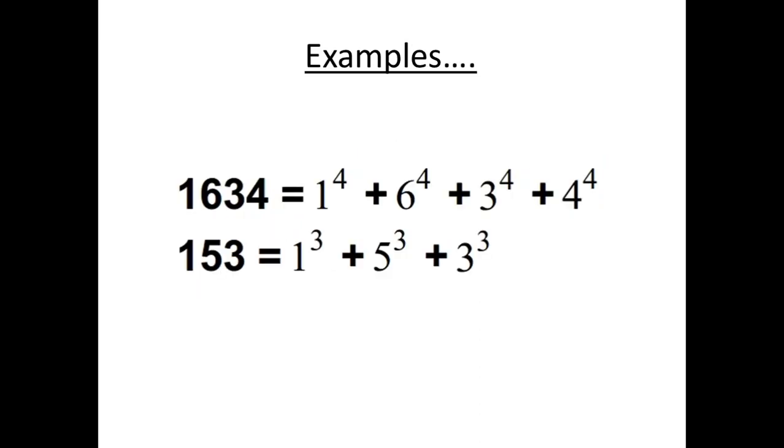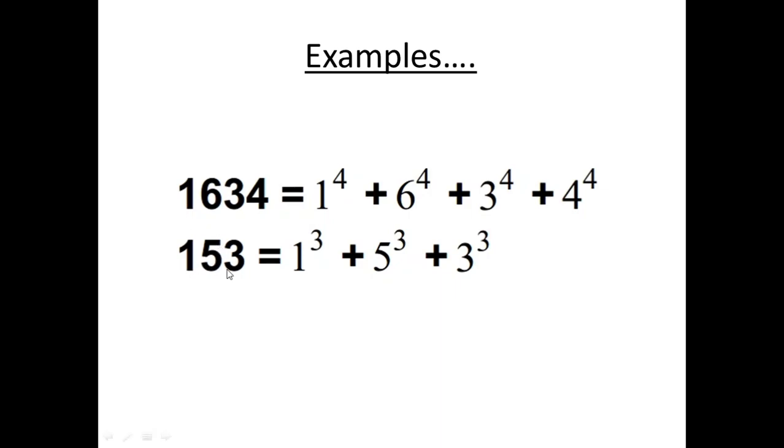See, for example, if the number is 1634, the number of digits in this number is 4. 1 2 3 4. Total number of digits is 4. So you have to raise the digits to the power of 4. If the total number of digits is 3, you have to raise the digits to the power of 3. Say 1 power 4 plus 6 power 4 plus 3 power 4 plus 4 power 4. If it is equal to the number itself, then we say it is a narcissistic number.